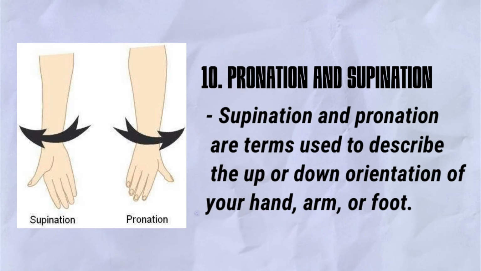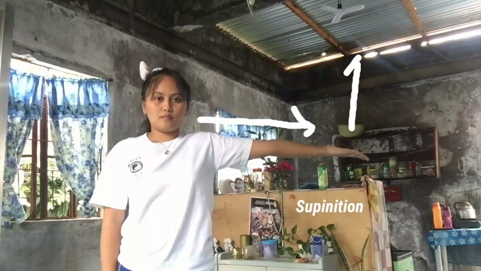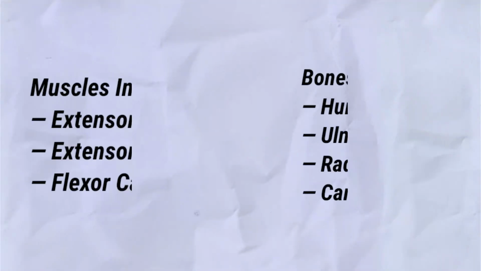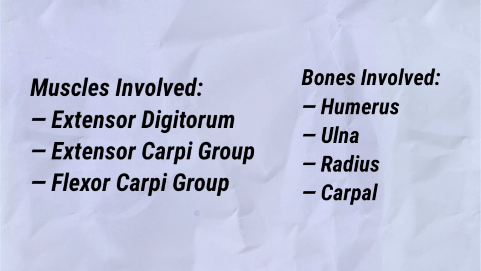So the tenth movements are pronation and supination. Supination and pronation are terms used to describe the up or down orientation of your hand, arm, or foot. So the muscles involved are extensor digitorum, extensor carpi group, and flexor carpi group, while the bones involved are humerus, ulna, radius, and lastly, carpal.